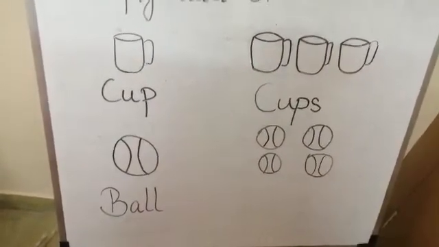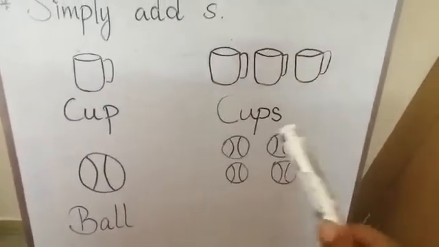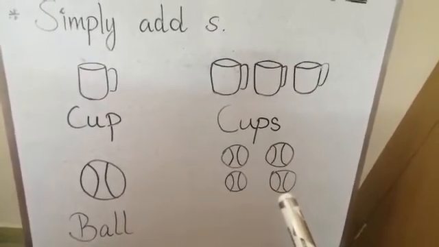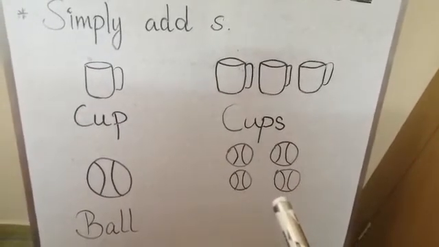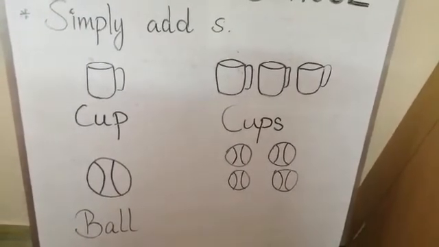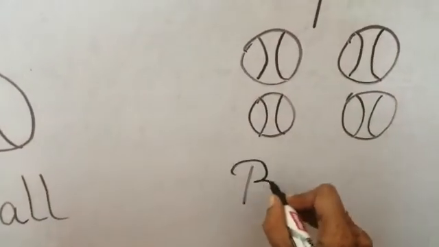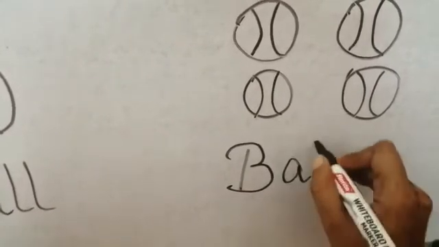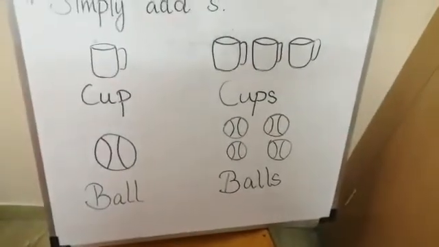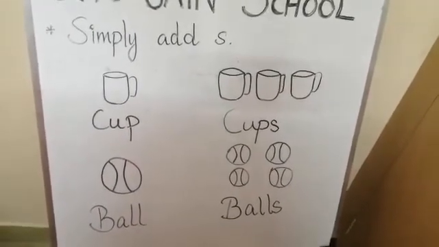Okay, children, now second example, ball. There is one ball, so we wrote B-A-L-L, ball. Here there are four balls, 1, 2, 3, 4. So it is more than one, so you should write it in a plural form. What is the plural form for ball? You should simply add s: B-A-L-L-S, balls. Okay, children, now you understand? You should simply add s to the word.